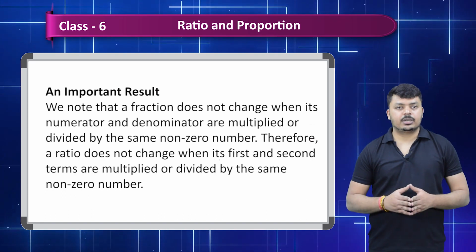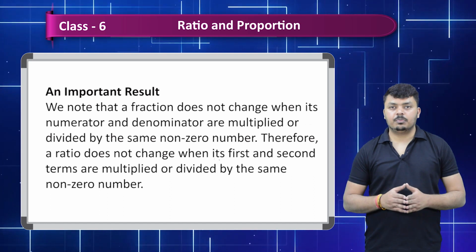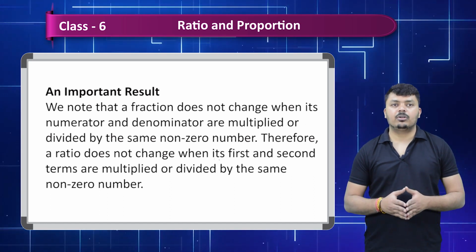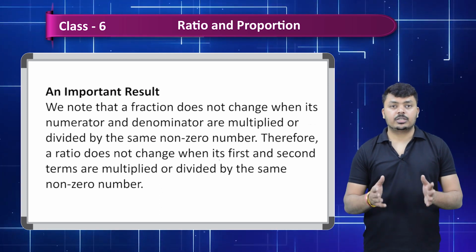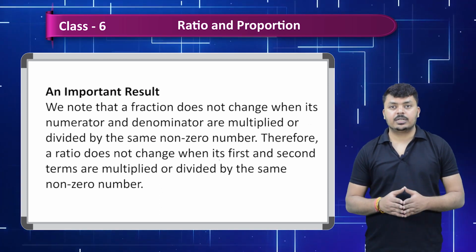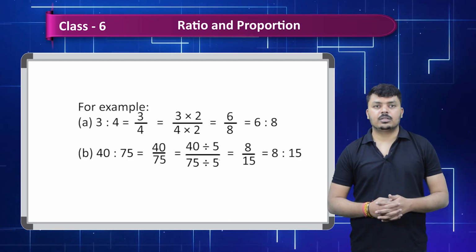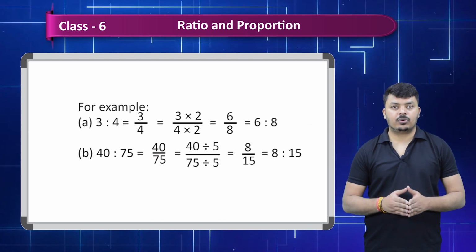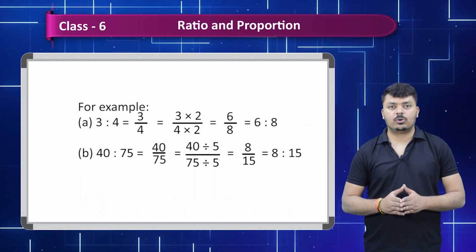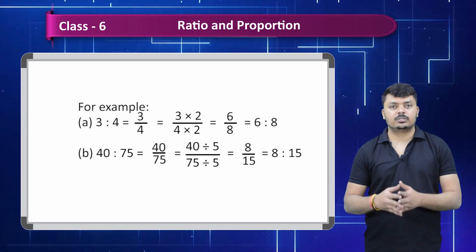An important result. We note that a fraction does not change when its numerator and denominator are multiplied or divided by the same non-zero number. Therefore, a ratio does not change when its first and second terms are multiplied or divided by the same non-zero number. For example, 3:4 equals 3 by 4 equals 3 multiplied by 2 upon 4 multiplied by 2 equals 6 by 8 or 6:8.